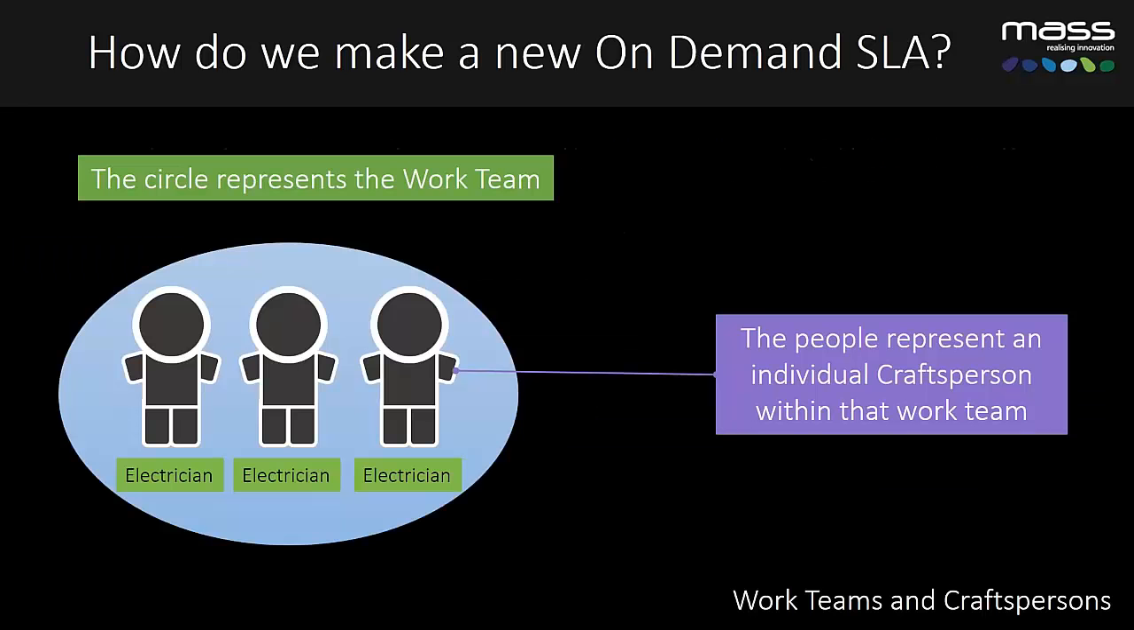It would be worth mentioning at this point that a work team is a specific group of individuals who have a certain skill set which they can use to complete certain tasks. The craftspersons are the individuals in the work team with the defined skill sets.